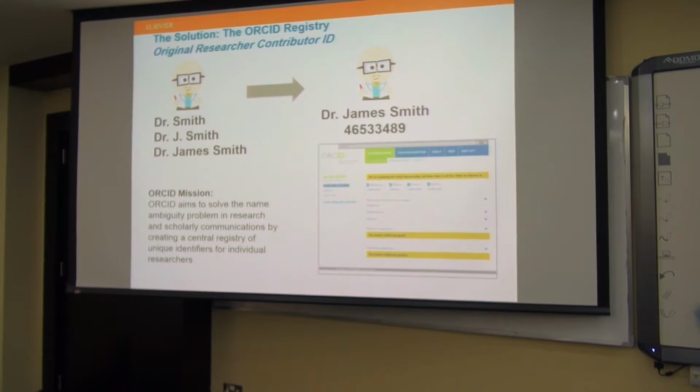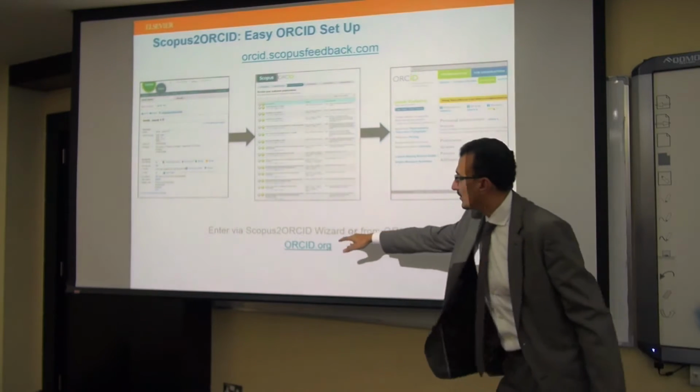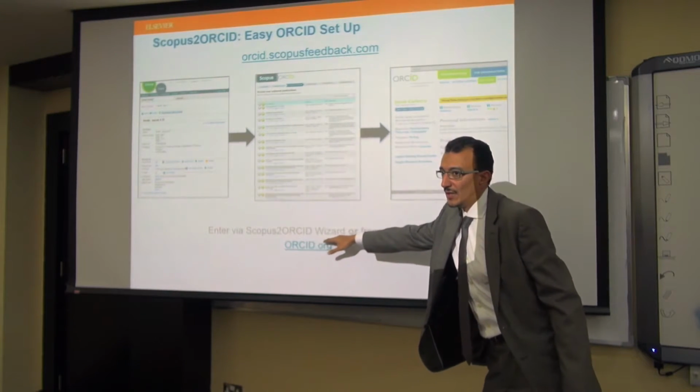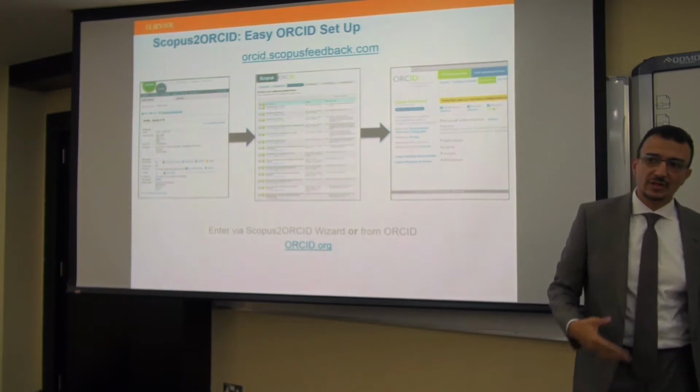And the website for the change is Scopus feedback. Or feedback to Scopus? If you have feedback on any of the articles or on the name, that's one of them to change. And the other thing is the ORCID website, orcid.org. There is also a wizard from Scopus, the Scopus to ORCID wizard, which you can use.